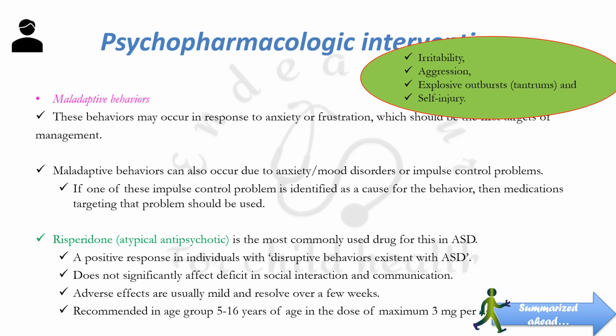A positive response in individuals with disruptive behaviors coexistent with ASD has been seen. However, it does not significantly affect deficits in social interaction or communication. Adverse effects are mild and resolve over a few weeks, and it is recommended in the age group 5 to 16 years of age in a dose of maximum 3 mg per day.